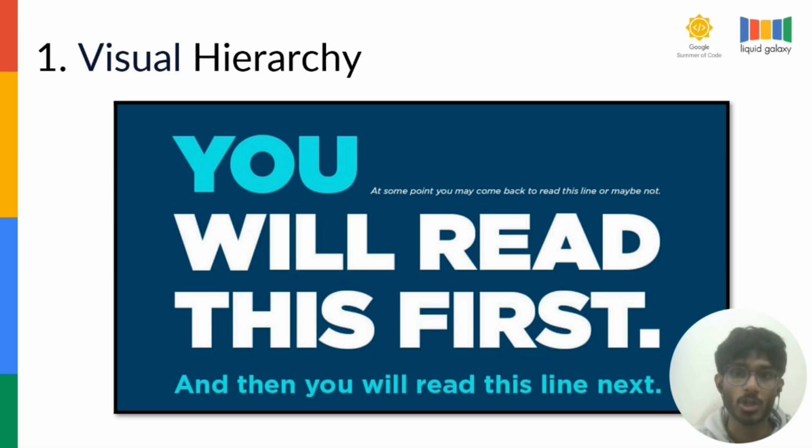At some point, you may come back to read this line or maybe not. This is the last thing you will notice. The reason is it's small, italicized, and placed away from the main focal points. So, visual hierarchy refers to the arrangement of text elements to indicate their importance. It influences the way users scan and read content, ensuring they grasp the key message first.